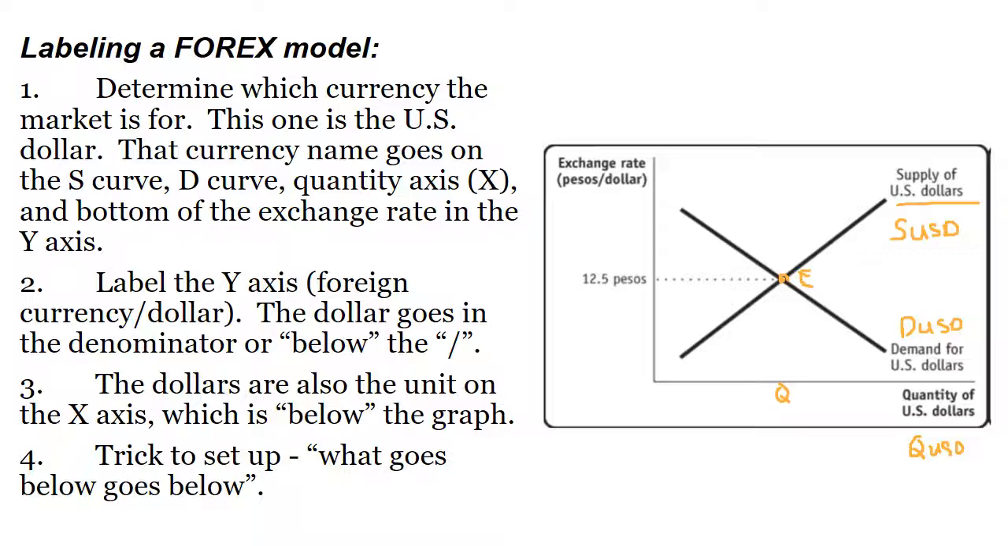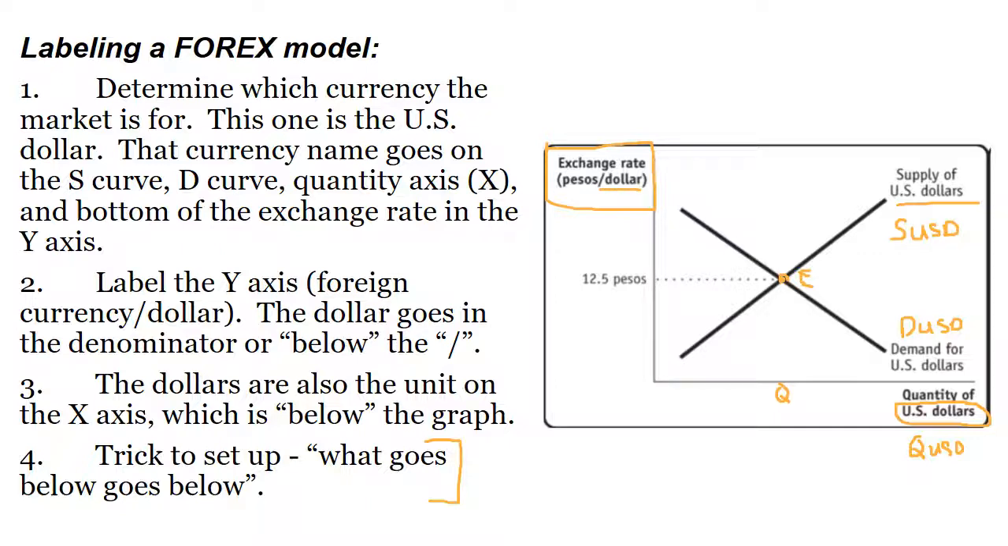So for the y-axis, we're going to always have the exchange rate. And we have this trick, in case you're wondering, do you write dollars per peso or pesos per dollar? That can confuse people. So there's this mnemonic trick: what goes below, goes below. So the fact that in the quantity line, we're talking about dollars, that's what goes below. So it also goes below here, pesos per dollar.